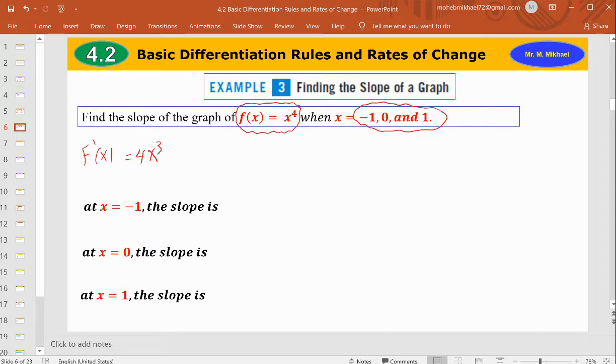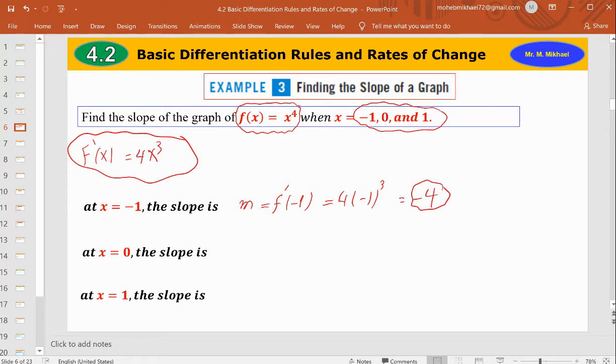By substitution, guys. Now, at x equals -1, the slope is m equals f prime of -1. Insert -1 in the equation of the derivative. That's going to be 4 times -1 to the power 3. -1 to the power 3 simplifies to -1. -1 times 4, that's -4. So the slope of the tangent line of this curve at x equals -1 is equal to -4.